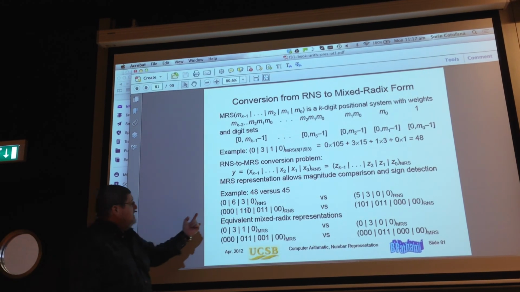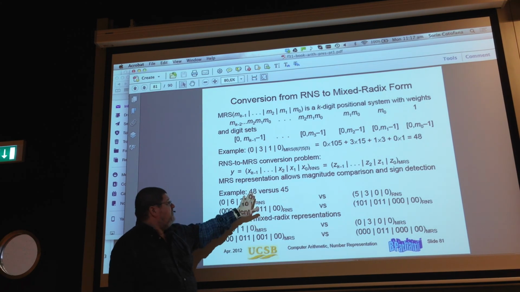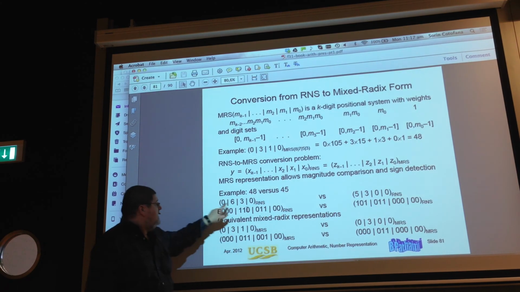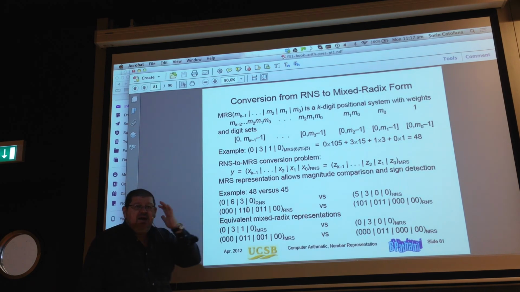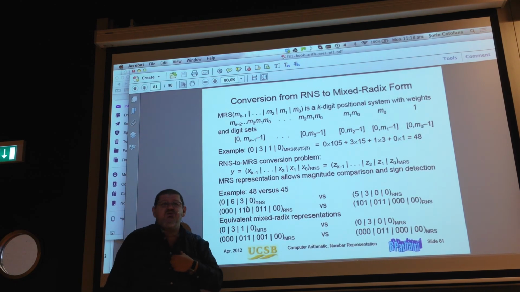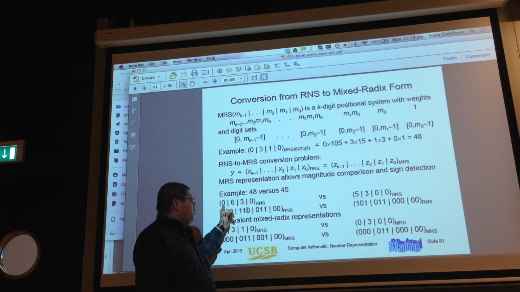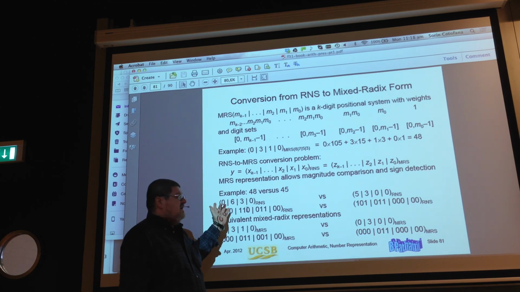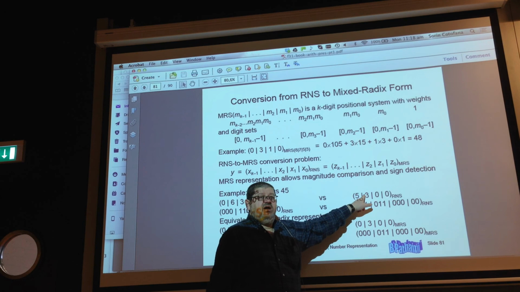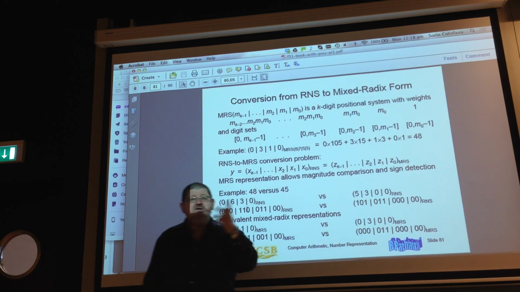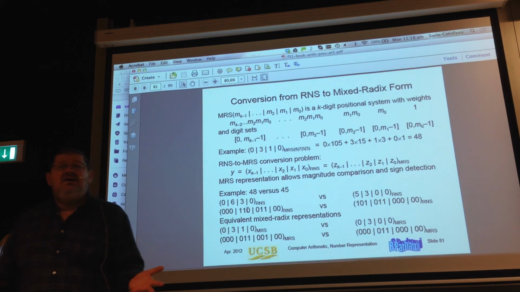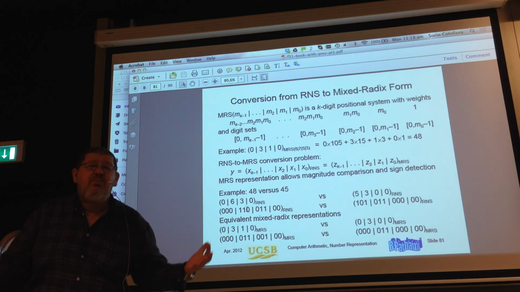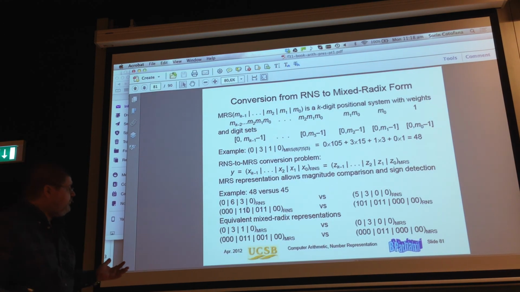Then you see, I have an example here. I have 48 versus 45. If I look at the representation in RNS, and I try to use my instinct, which will tell me that if the most significant position is larger, that number is larger, I'm wrong. Because this is 48, this is 45. By the nature of the calculation, this property does not hold true.